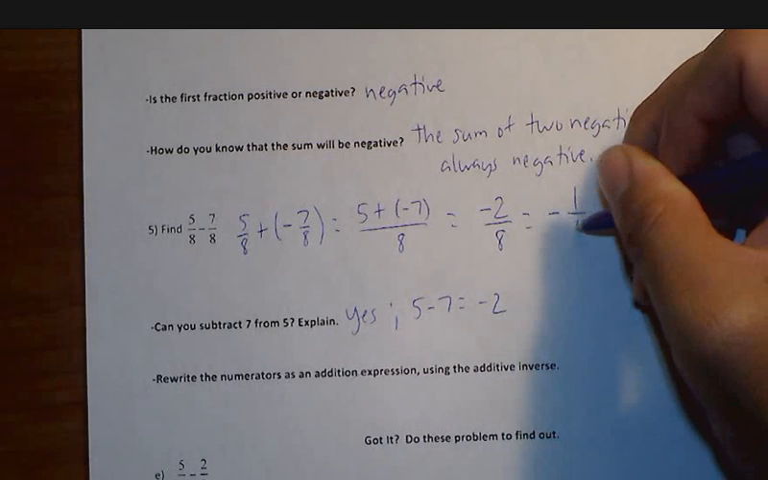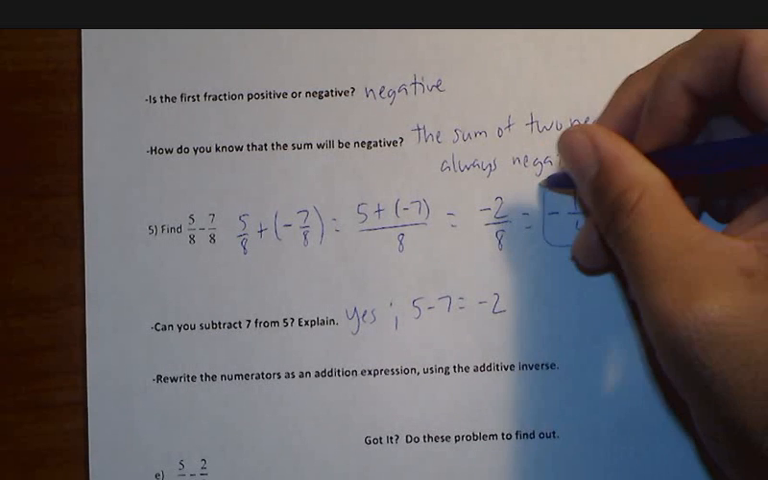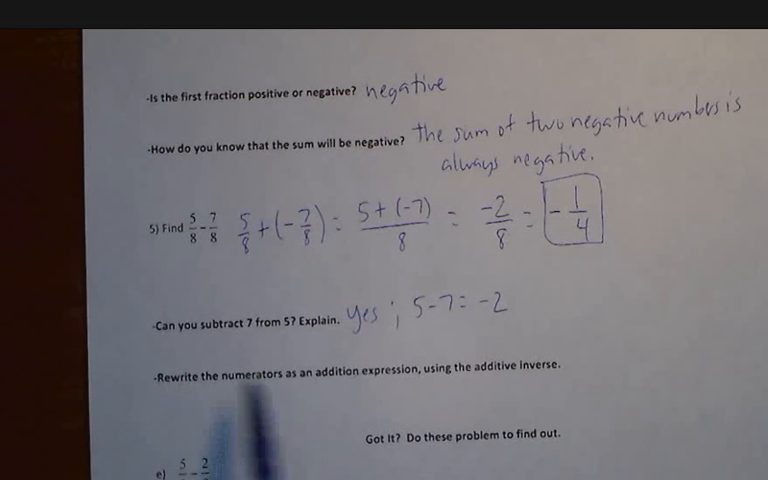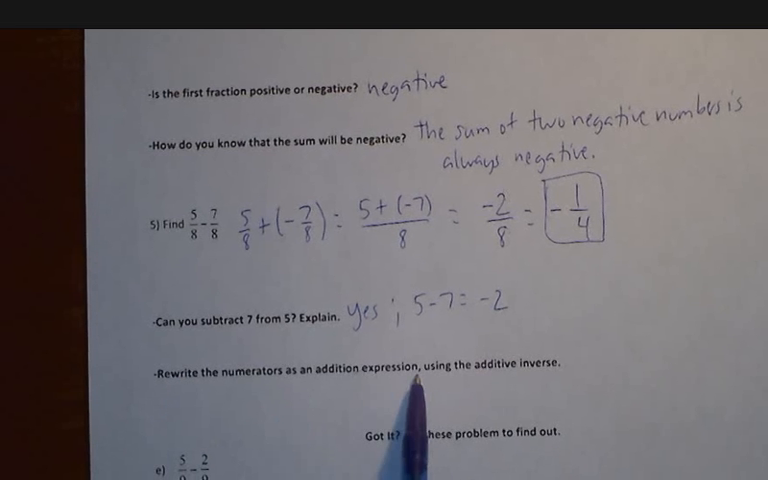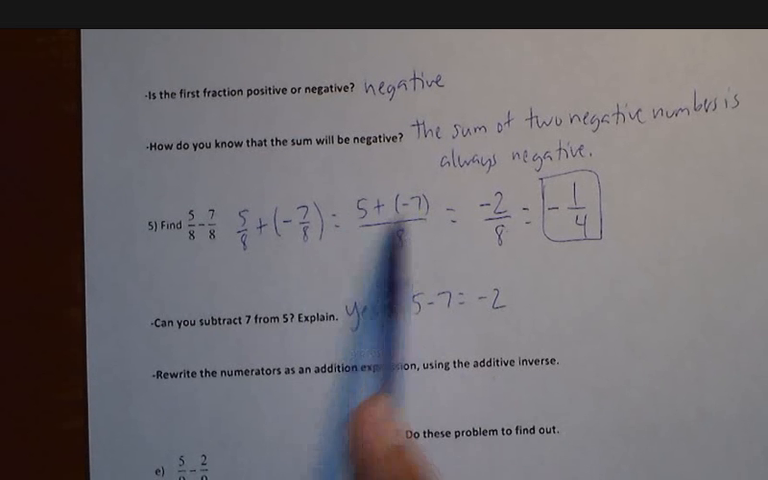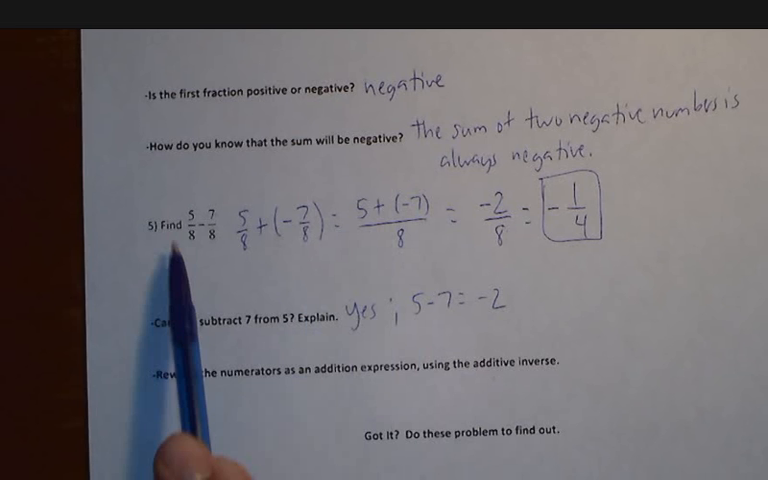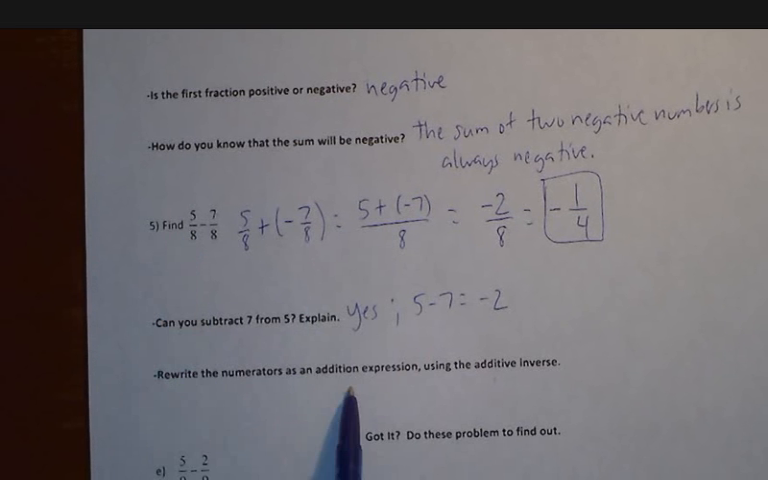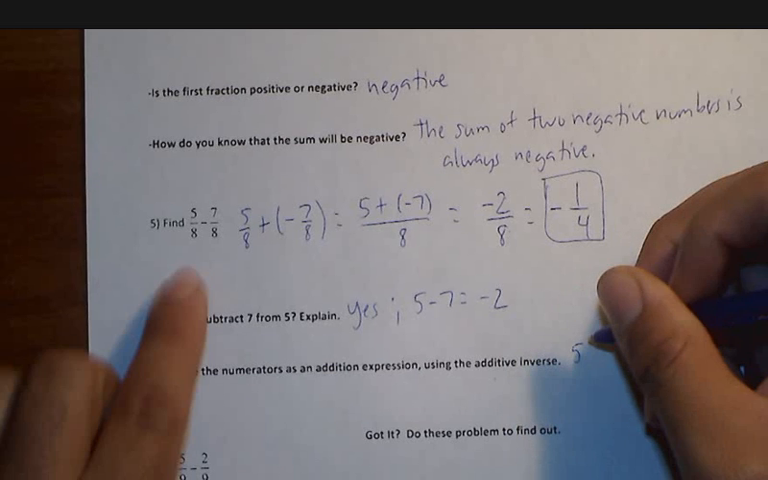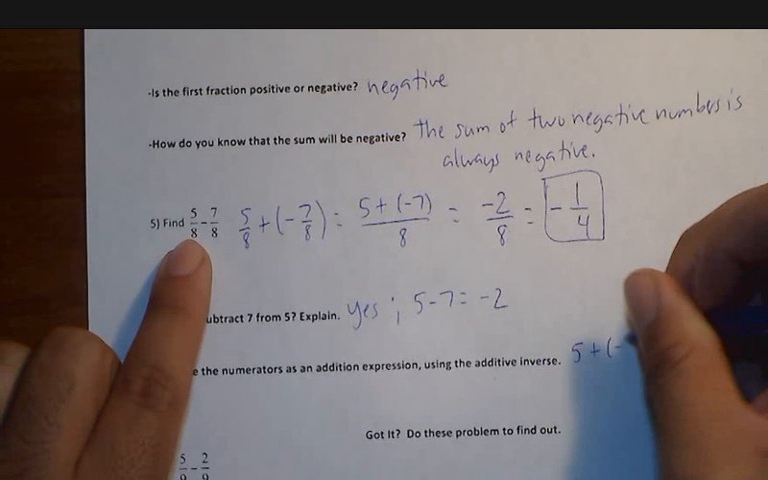So this question says, rewrite the numerators as an addition expression using the additive inverse. So what it's saying is this. This is what the question is asking. We take the additive inverse. We change the subtraction problem to an addition expression, which is what we did earlier. 5 plus negative 7. So notice all I'm working with is the numerators.